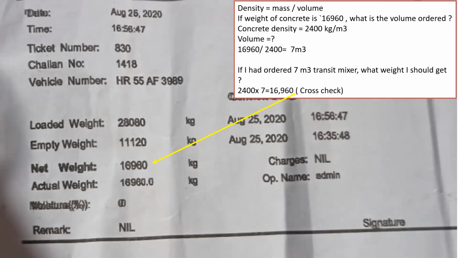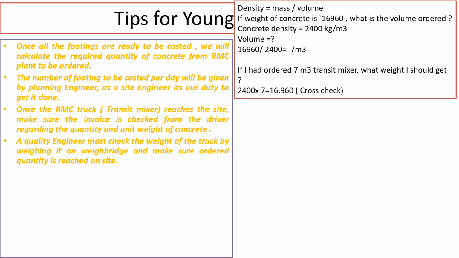Sometimes you'll be ordering 7 m³ of concrete, but by the time it reaches the site, you'll be getting somewhere close to 6 or 6.5 m³ of concrete, right? So all these things happen at the site, and it's a good thing to check all of them so that you don't go wrong. So this is how it is.